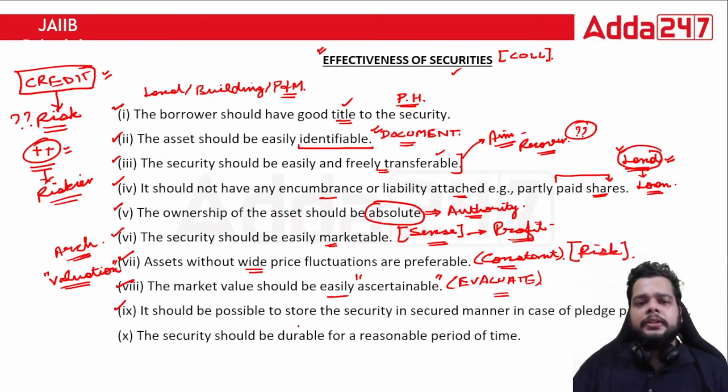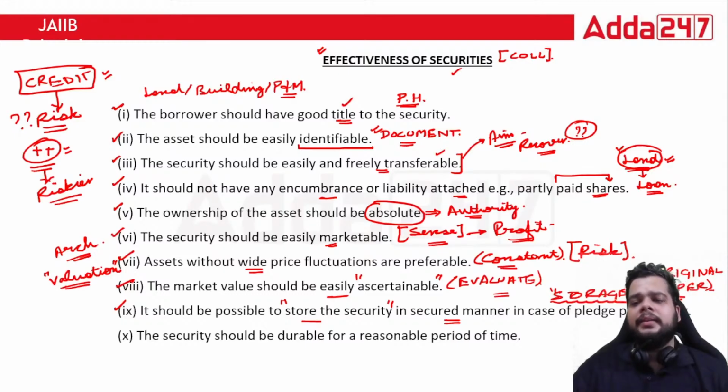It should be possible to store the security in a secured manner, in case of pledge particularly. So when we talk about the storage of security, whenever the documents are at stake, they must be in a storable form. Storage must be there with the bank also, and the form should be paper only. Paper only, no photocopy, nothing. The original will be considered.